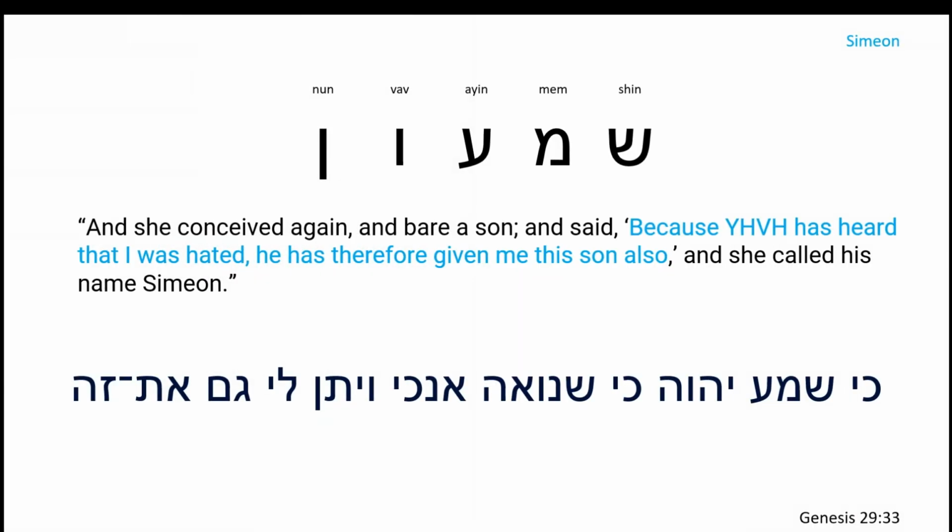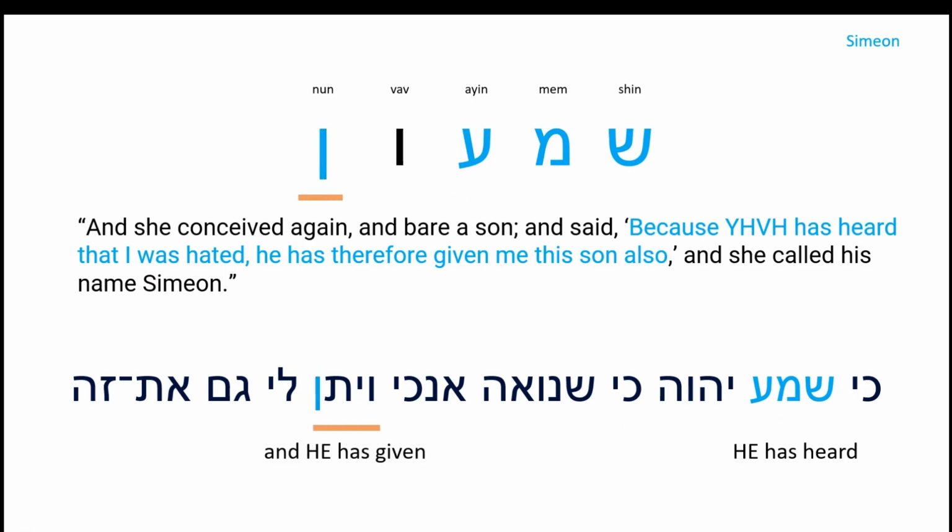Leah's second son was Simeon, and it's written that she conceived again and bare a son, and said, "Because Yohe-Vohe has heard that I was hated, he has therefore given me this son also." And she called his name Simeon. Simeon's name starts with a shin, mem, ayin, and in the Hebrew we've got a word with those letters, which means he has heard.